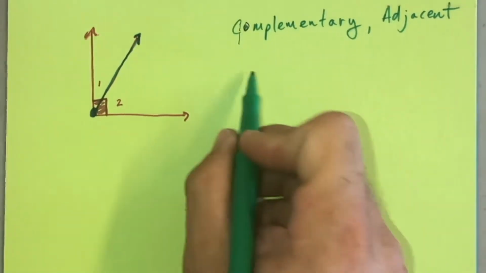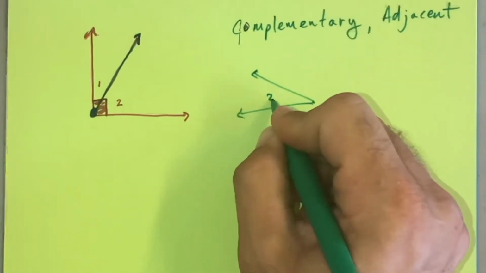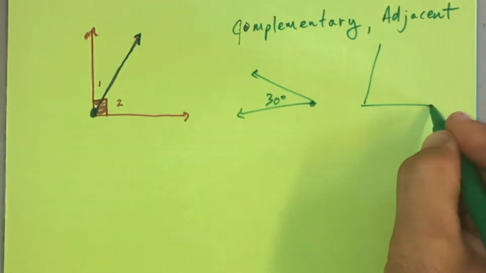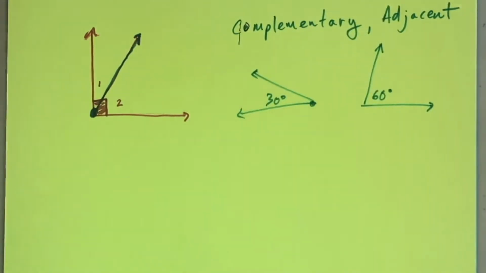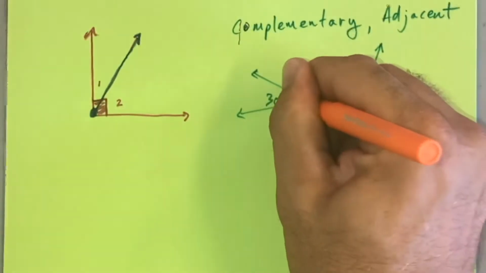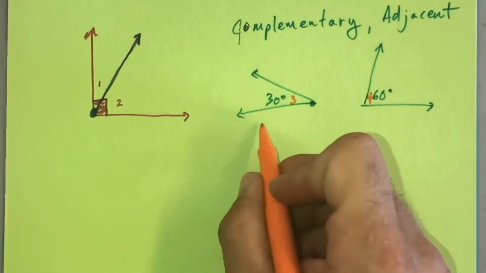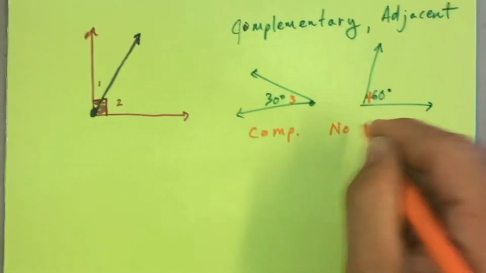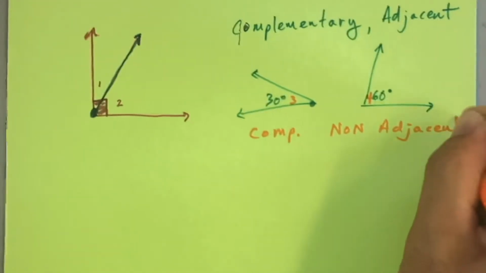Now I could also draw a 30 degree angle here and a 60 degree angle here. Call this angle 3 and 4. And I could say angles 3 and 4 are complementary, I'm going to abbreviate here, but non-adjacent because they don't share a common side.